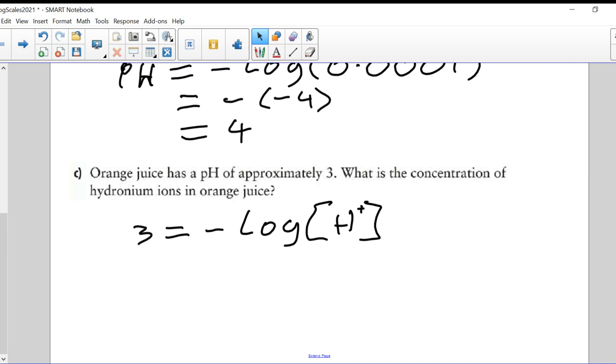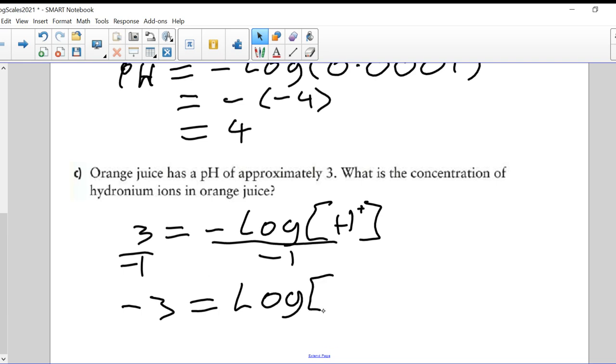I'm going to go with what Roma suggested first, which is to divide through both sides by -1. So let's start with that. This side becomes -3 is equal to the log of the H plus. But how do I now isolate it? Put it in exponential form, thank you, Brenda.